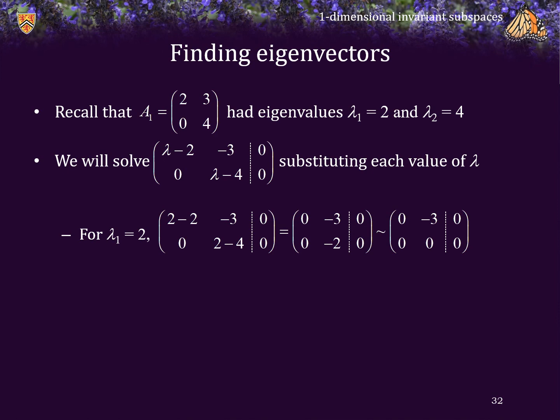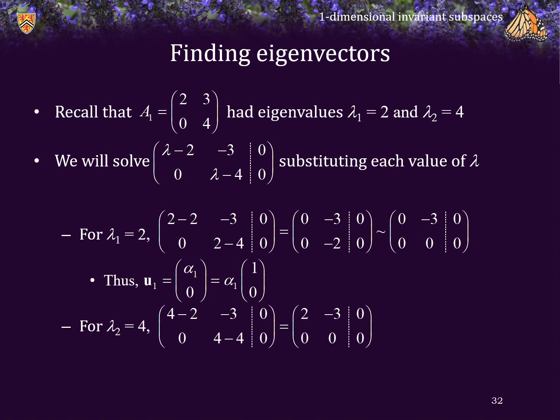Therefore, this says that alpha 1 is free and -3 times alpha 2 is equal to 0, so therefore alpha 2 is equal to 0. Thus, our eigenvectors corresponding to the eigenvalue 2 are all scalar multiples of the vector 1, 0. And indeed, if you multiply the vector 1, 0 by the matrix A1 on the left, you get the vector 2, 0, which is exactly twice the vector 1, 0.